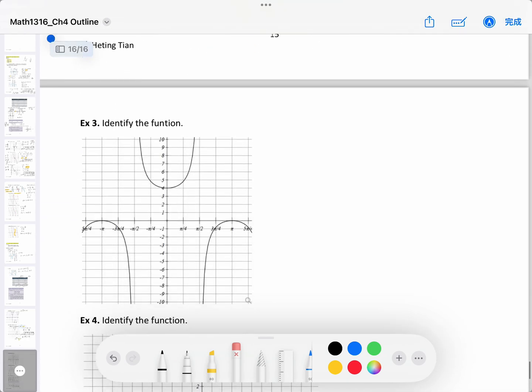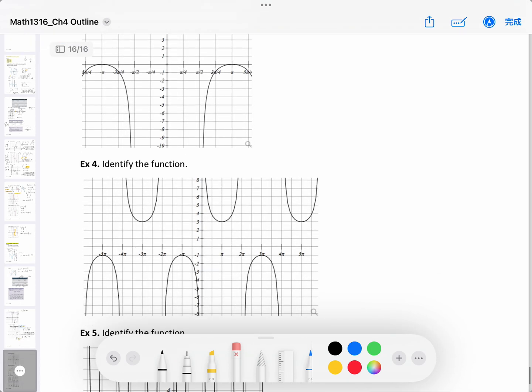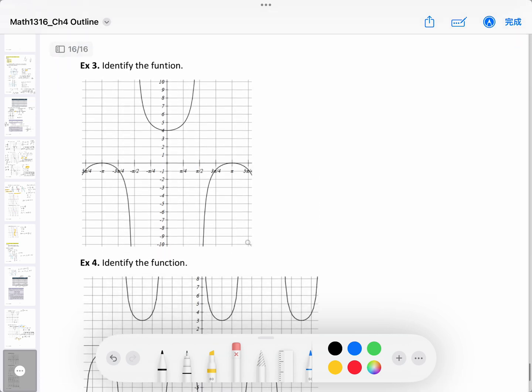All right, let's see number 3. Identify the function. Let me see how many questions. We have 3 questions left. Identify the function. Obviously, this is a cosecant function or secant function. I don't know which, but I can find the center line of the sine or cosine. So here is 4, and at this bottom bump, the y value is 0. So between 4 and 0, the middle line must be 2. So let's find the center line, y is equal to 2.